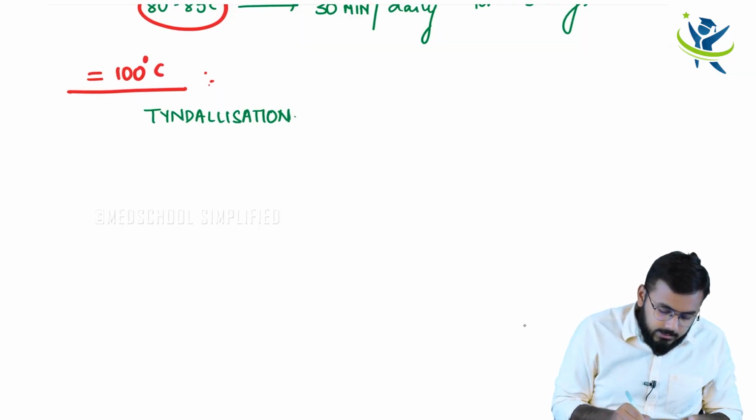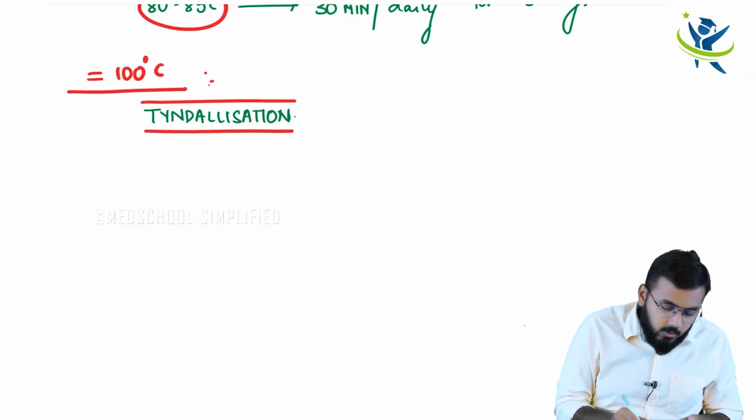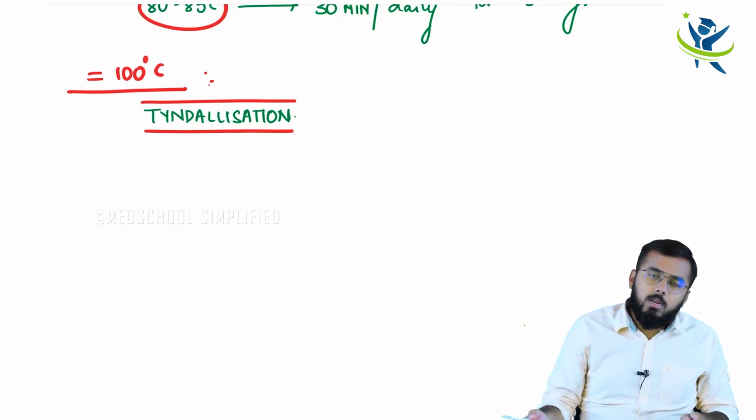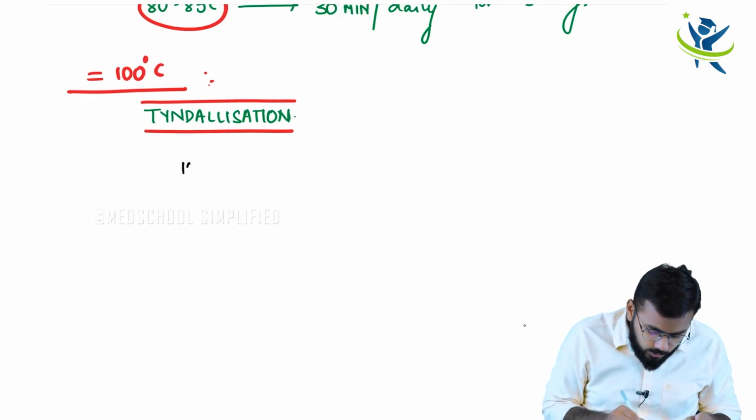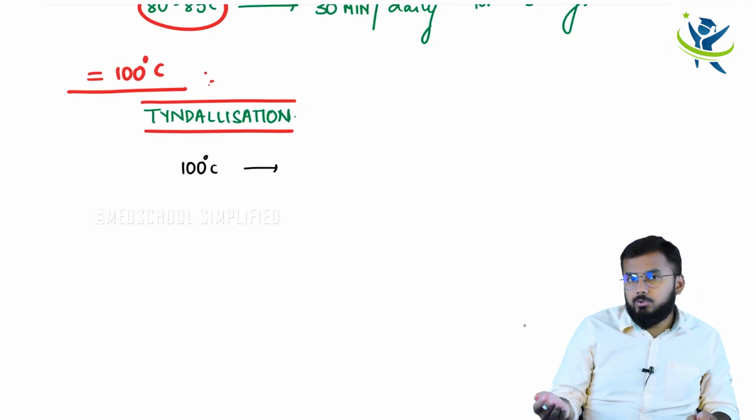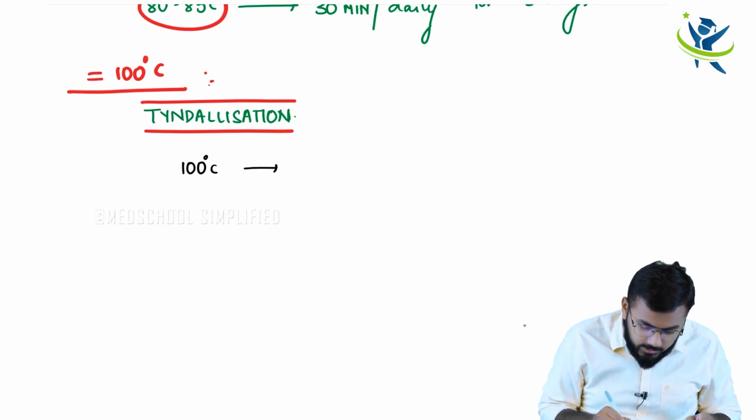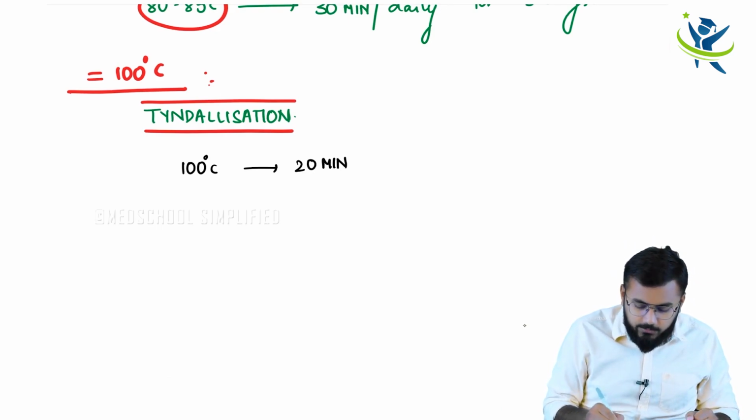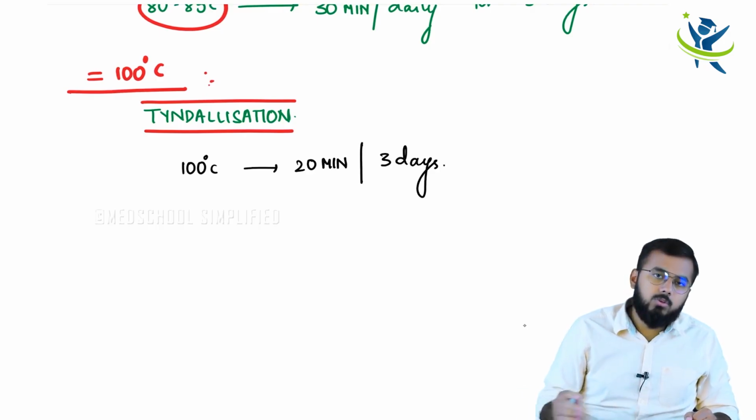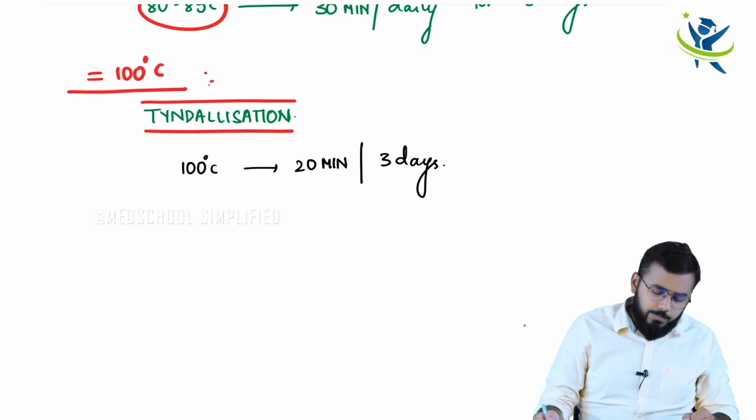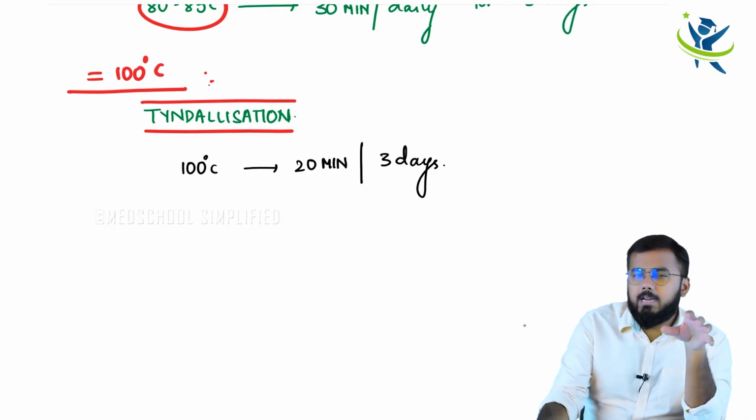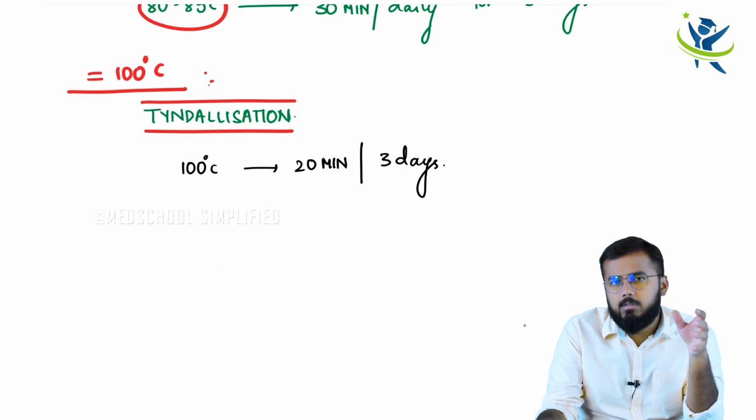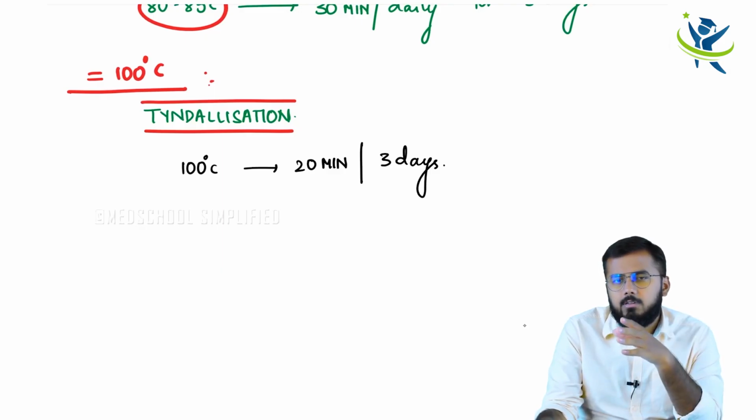That is your tyndallization. Now in tyndallization, what is the temperature which you use? I told you, right, 100 degrees. So you use a temperature of 100 degrees centigrade, and for how many days do you use? You use it for 3 days. So 20 minutes daily you heat it for 20 minutes for 3 days, right? So completely for 3 days. So daily I'm heating it 100 degrees for 20 minutes for 3 days continuously, right?